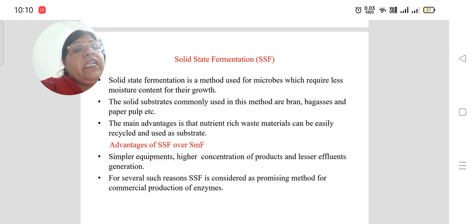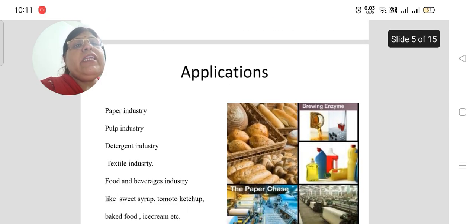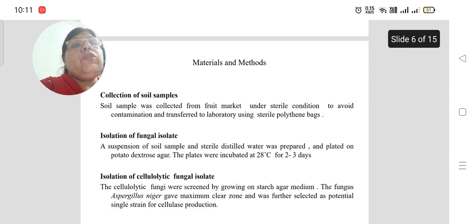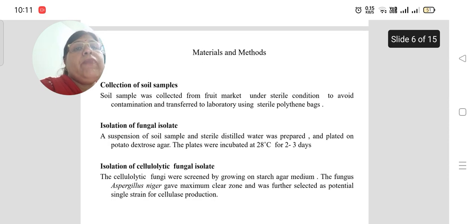Now, there are certain advantages of SSF, that is solid state fermentation, over submerged fermentation. Solid state fermentation has simpler equipment, higher concentration of product and lesser effluent generation. For several such reasons, SSF is considered a promising method for the commercial production of enzymes. There are various applications of enzymes in paper pulp industries, detergent industries, textile industries, foods and beverages, tomato, ice creams, etc.